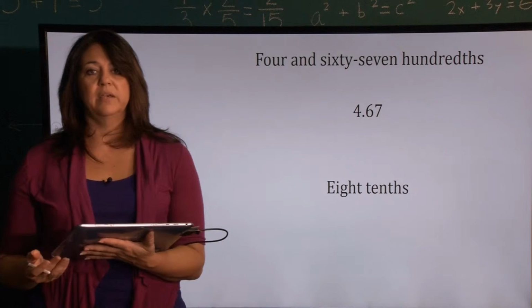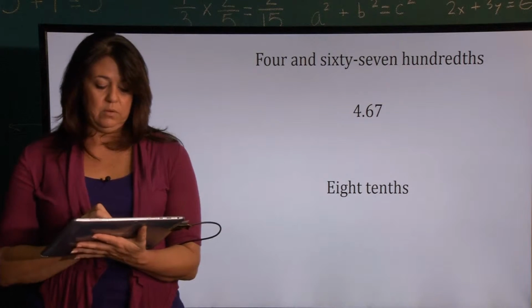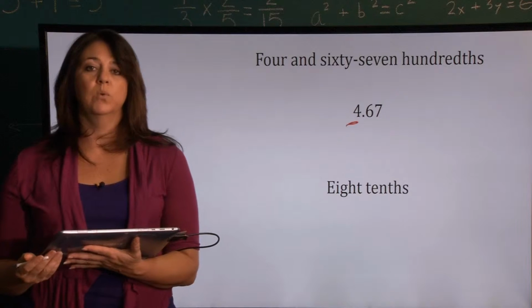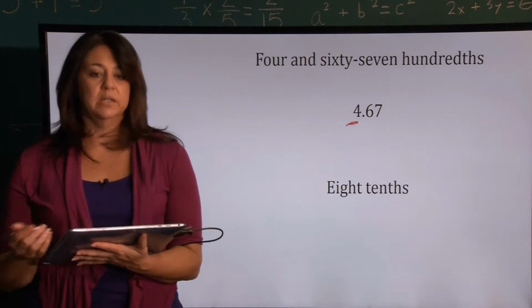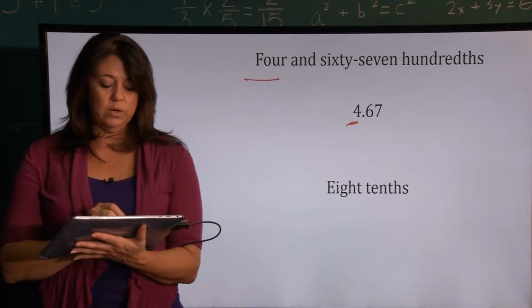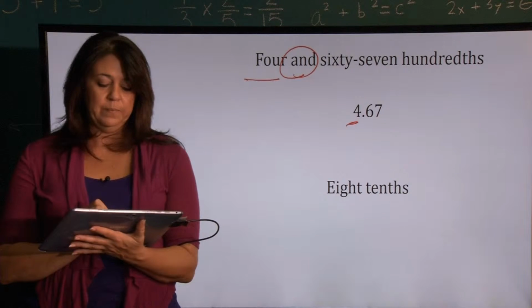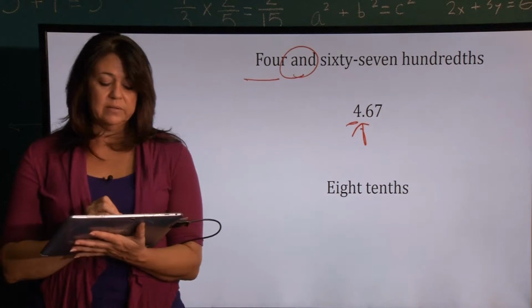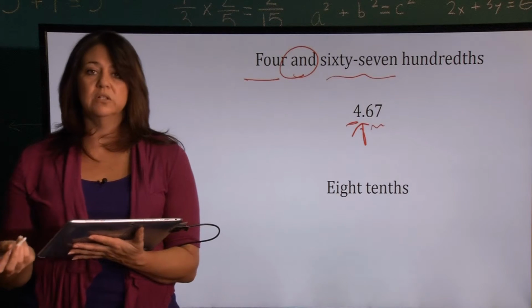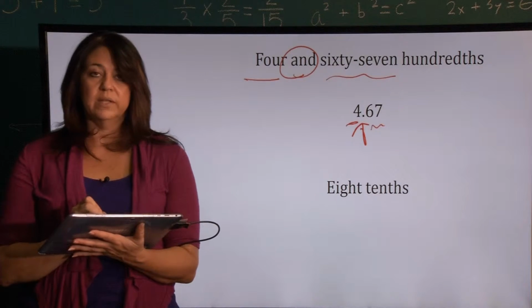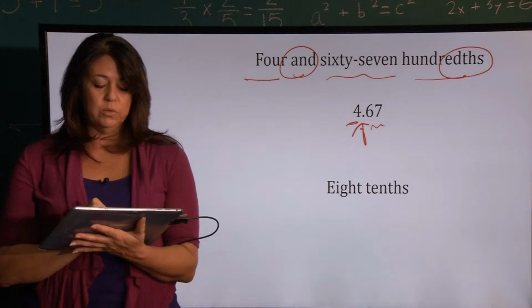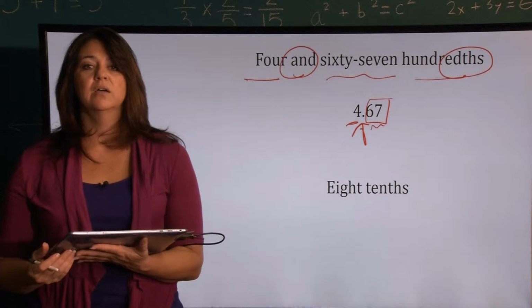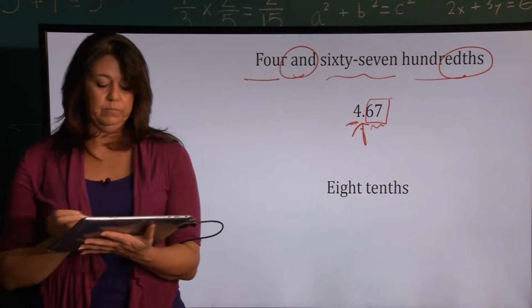In this first example, we have a whole number of 4. So when we're writing the word form, we write 4 and. That tells you where the decimal point goes. 67, those are the digits we're using. Hundredths. So our whole decimal only takes up the hundredths place.